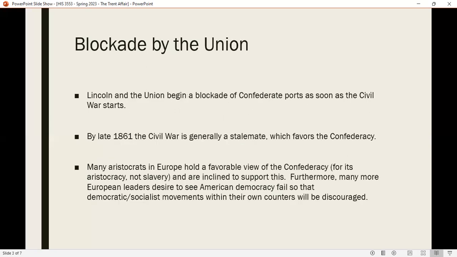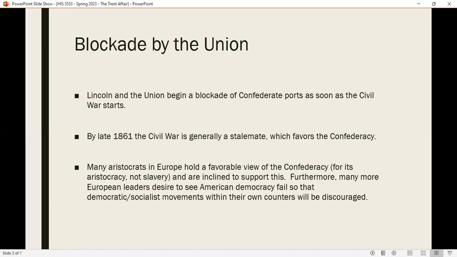And just a little background. We're going to get to the Trent Affair on the next slide. But just understand that pretty much at the beginning of the Civil War, Lincoln initiates a blockade of Confederate ports. This is meant to prevent Confederate goods, mainly cotton, from leaving the Confederacy, and also to prevent the Confederacy from bringing in the supplies it needed. It too needed arms, gunpowder, cannons, and other machinery and tools for the war, because the South really didn't have the industrial capacity that the North did.